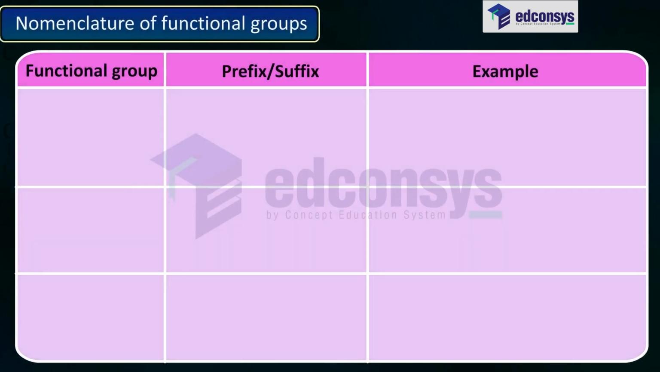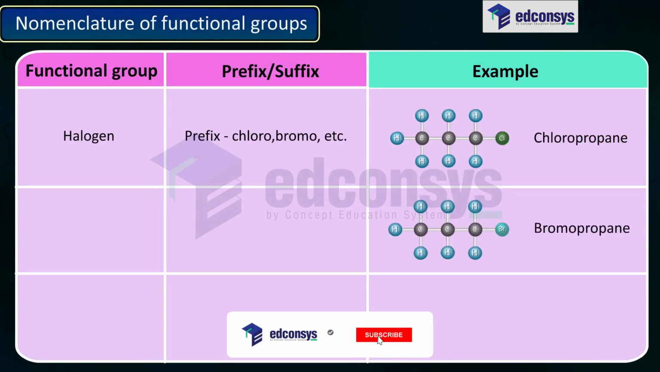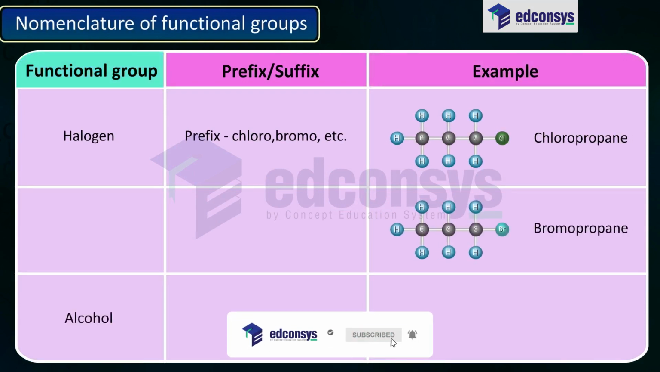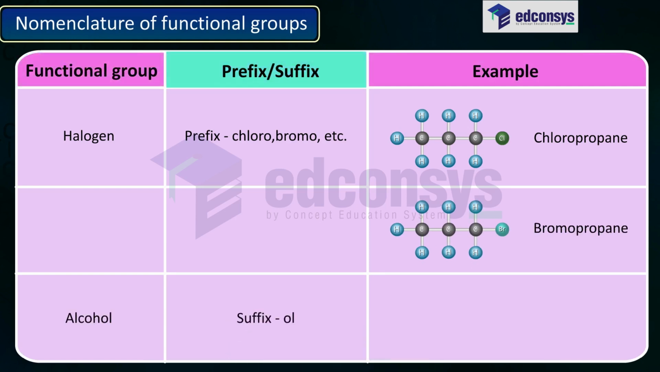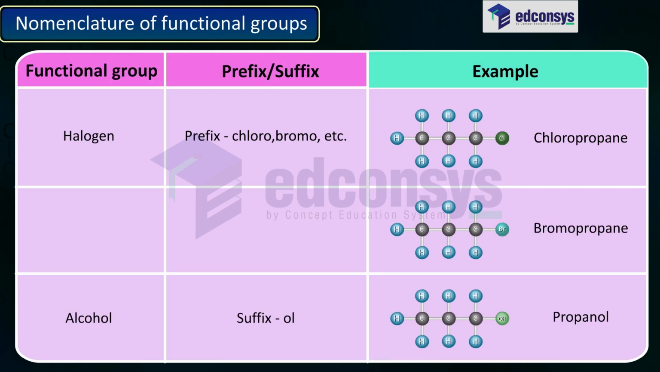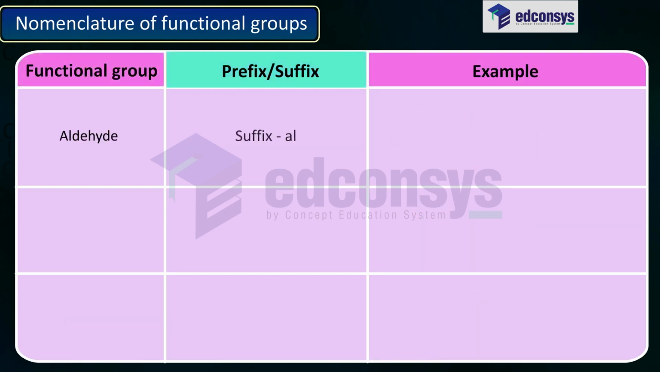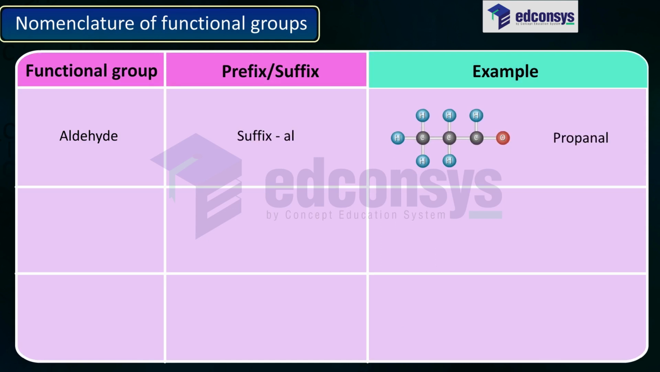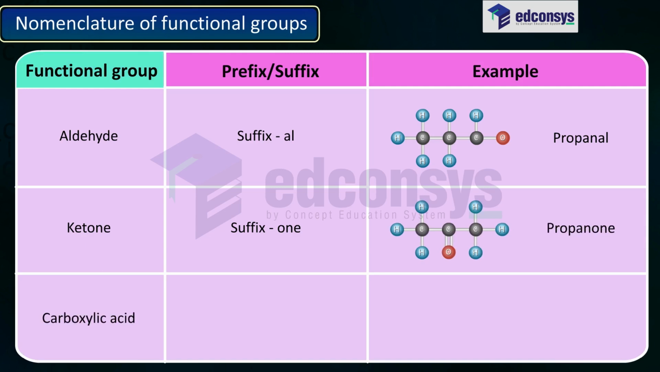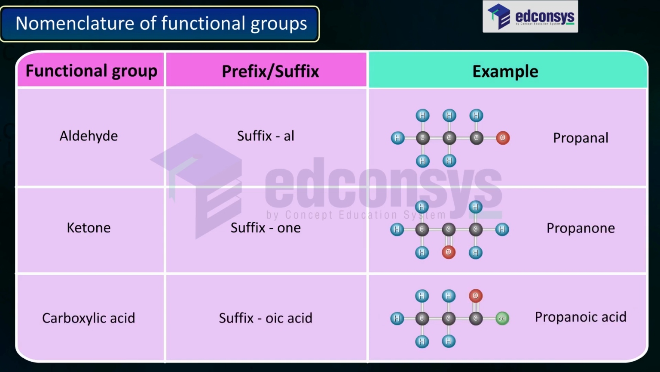Nomenclature of functional groups. Functional group: halogen. Prefix: chloro, bromo, etc. Example: chloropropane, bromopropane. Functional group: alcohol. Suffix: -ol. Example: propanol. Functional group: aldehyde. Suffix: -al. Example: propanal. Functional group: ketone. Suffix: -one. Example: propanone. Functional group: carboxylic acid. Suffix: -oic acid. Example: propanoic acid.